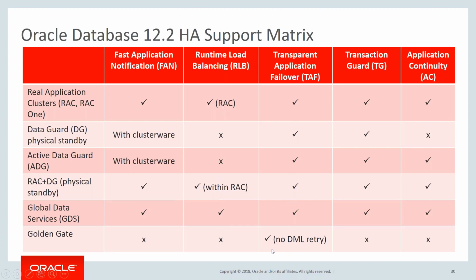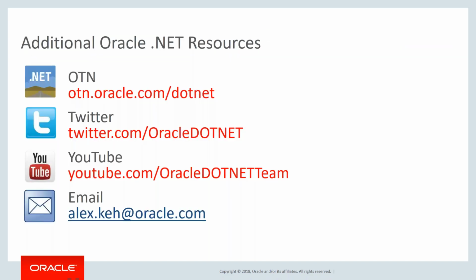TAF works with everything except for DML retry in GoldenGate. Transaction Guard works with everything except GoldenGate. Application Continuity works with everything except for GoldenGate and Data Guard Physical Standby. So this is, in a nutshell, what works with what, so that you know, based on the server technology you use and also which FAN technology or which HA technology you use, what works together.